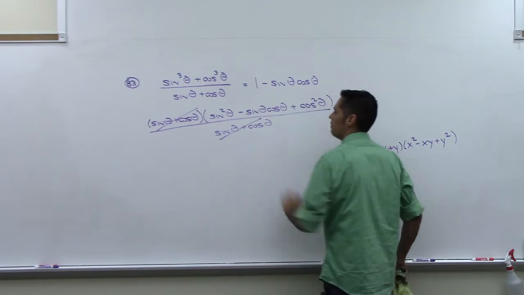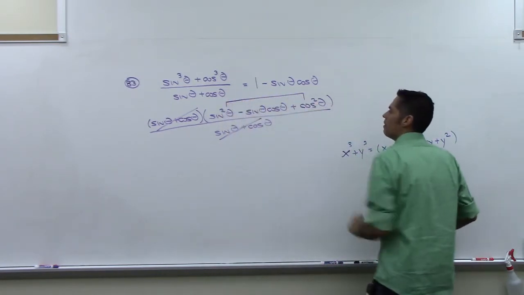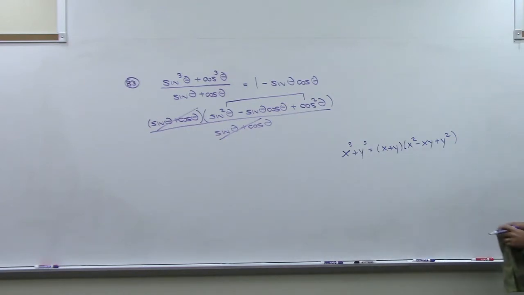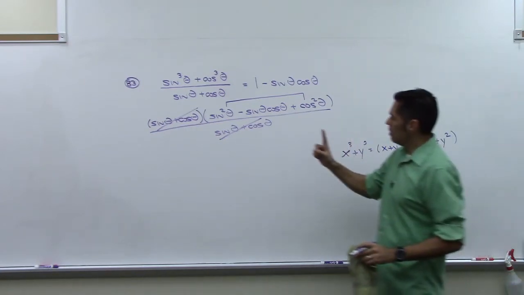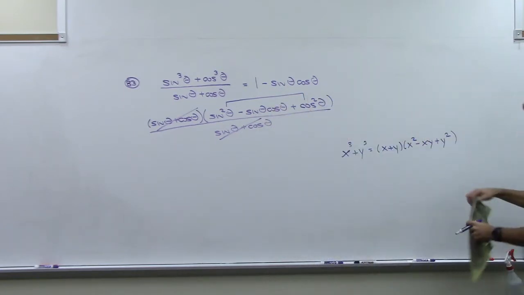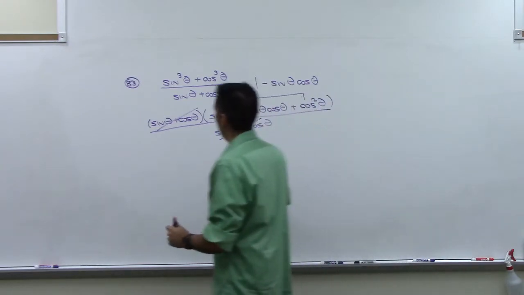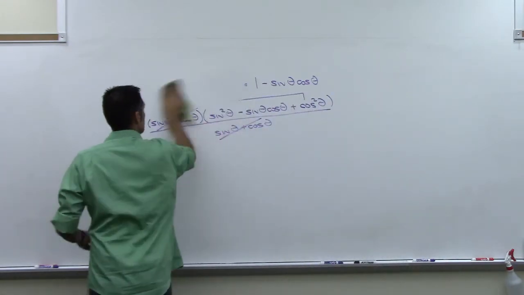Gone here, and then these 2 right here are the Pythagorean identity. Sine squared theta plus cosine squared theta is 1. So this is 1, take away this, and that matches the right side. Man, 83 just smooth as could be, as long as you have that sum of cubes formula.